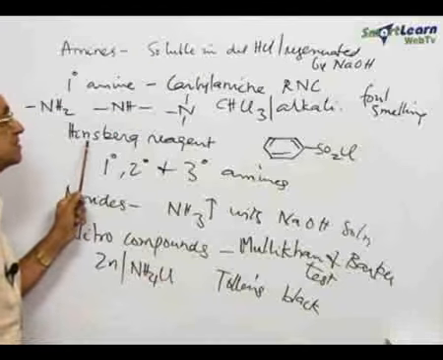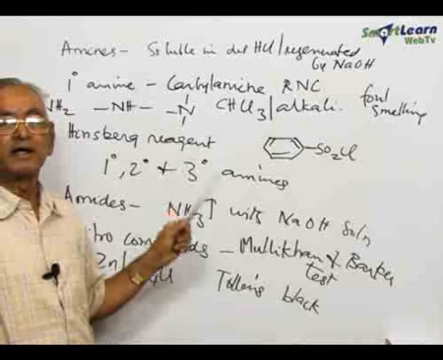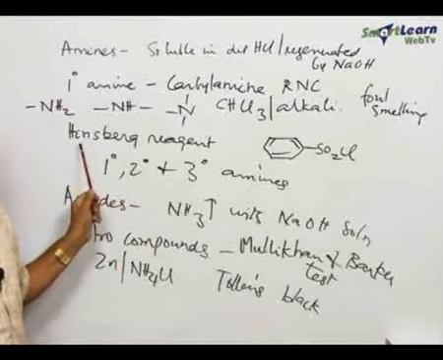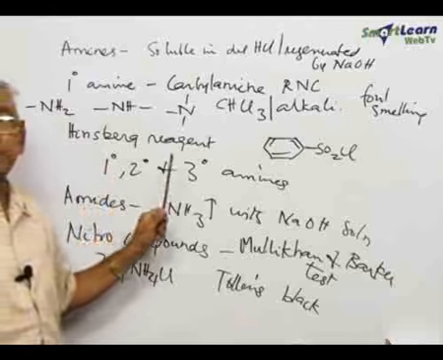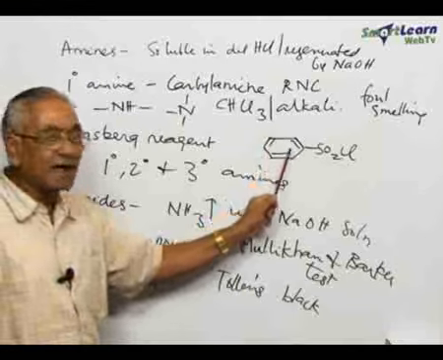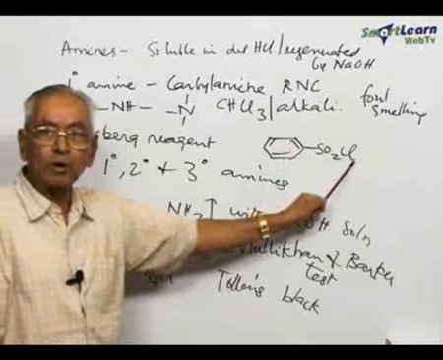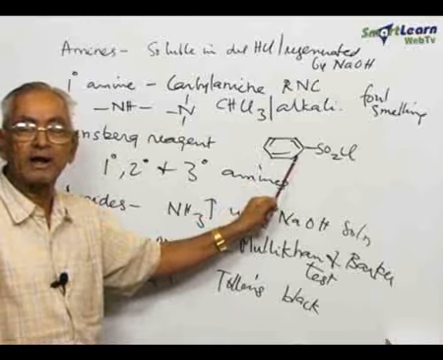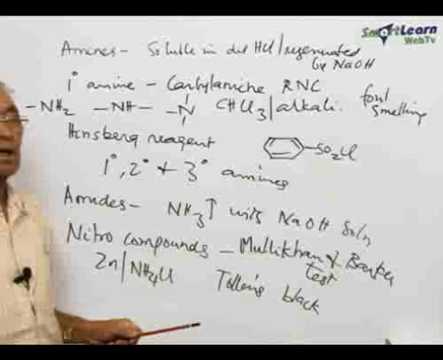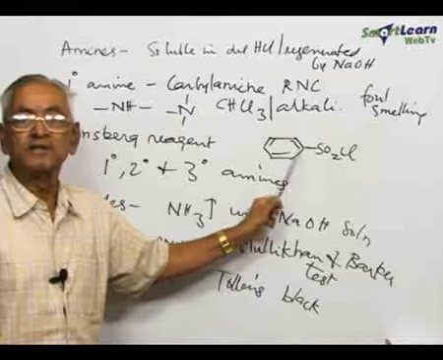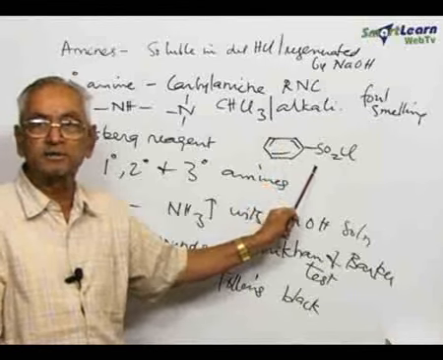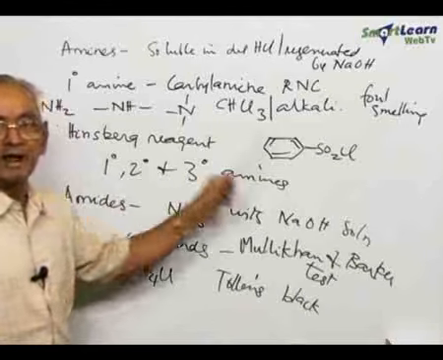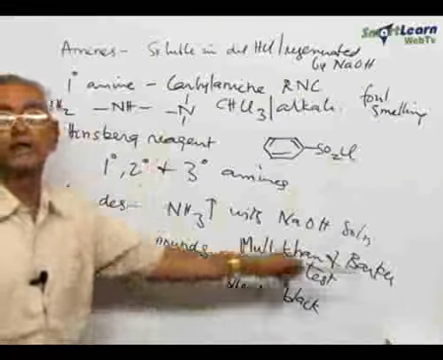The primary, secondary and tertiary amines can be distinguished by means of a reagent known as Hinsberg reagent. This Hinsberg reagent is either benzene sulfonyl chloride or toluene sulfonyl chloride, where a methyl group will be attached to the ring. When this Hinsberg reagent is reacted with the primary amine, this will form a derivative which will be soluble in sodium hydroxide.